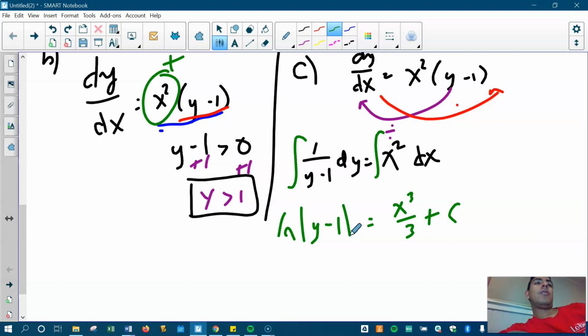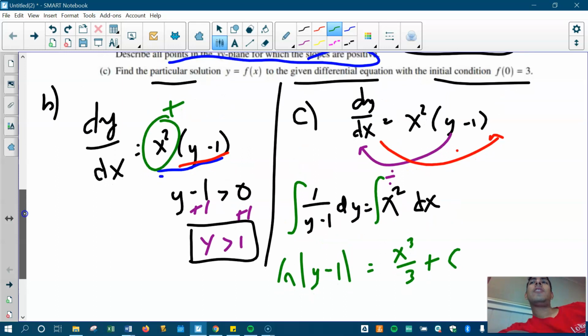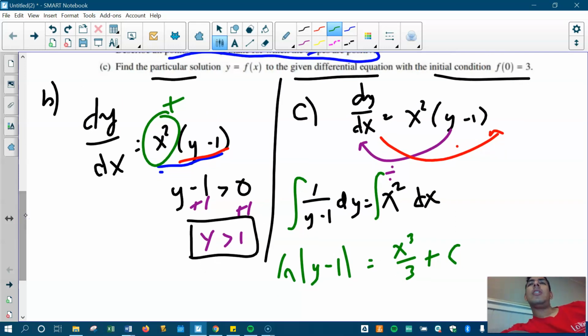Okay, next, I need to use the initial condition to get the particular solution.